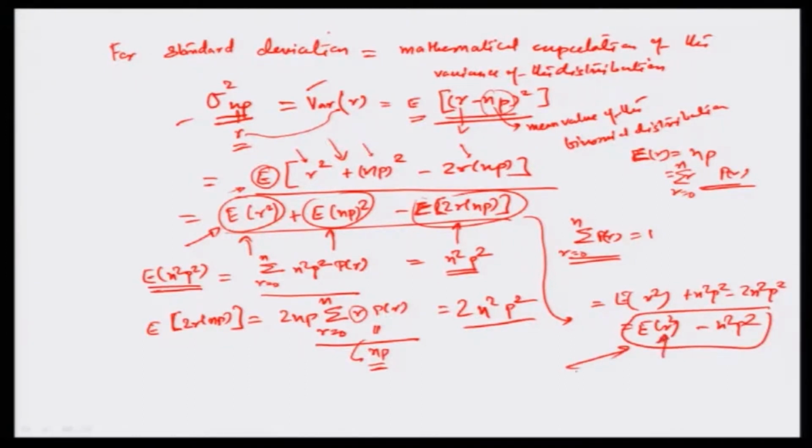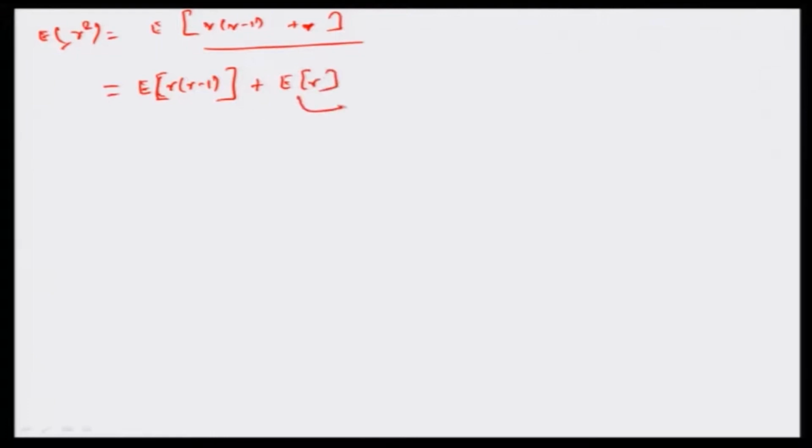Let us now talk about how to find out the expectation of r square. So, I am going to write down r square in a little different manner here. You can write it as expectation of r times r minus 1 plus r. So, essentially you are adding and subtracting r to the term r square here, and in similar logic you can write this as the expectation of r into r minus 1 plus the expectation of r. This we already know is n p from our earlier statement on means.